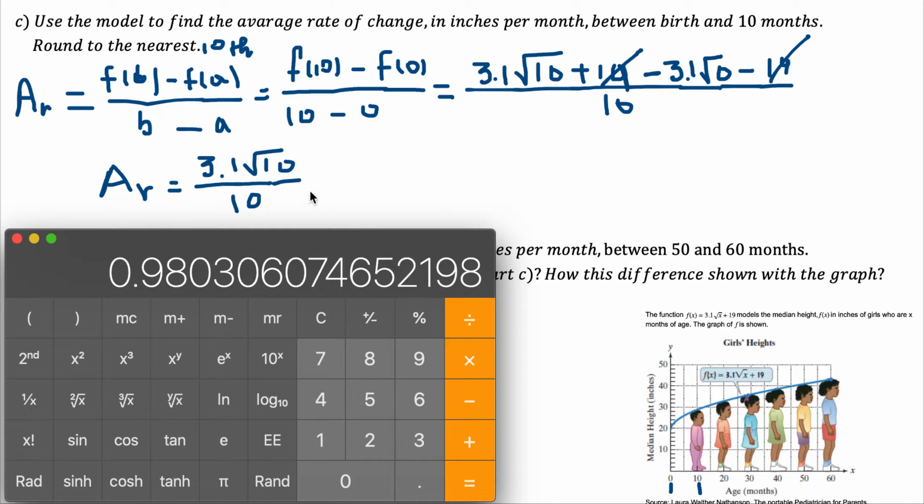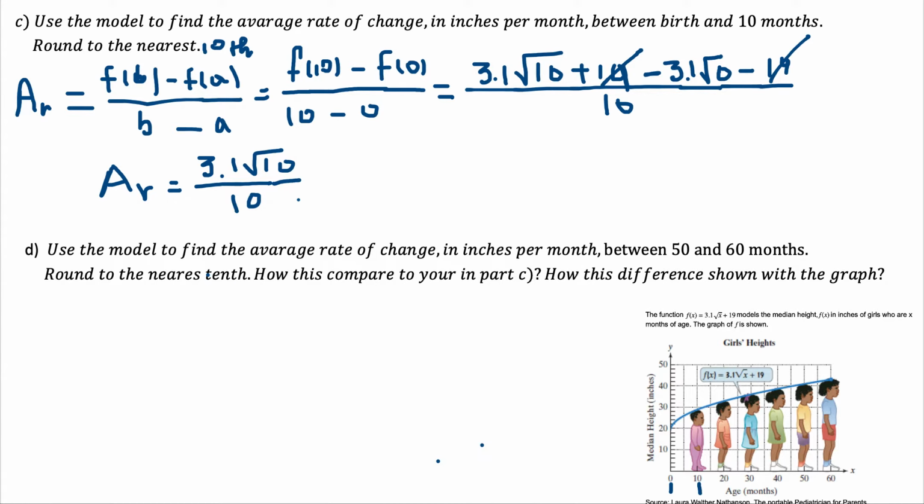0.98. But if I am taking an average, this is going to be around 1 inch. Or let me write 0.98, or approximately this is going to be 1.0 inch. So this is an approximation. If we round to the nearest tenth, it's going to be 1.0. 1 inch per month.